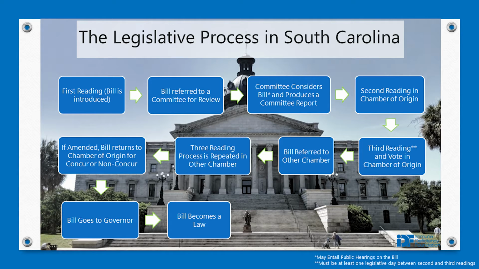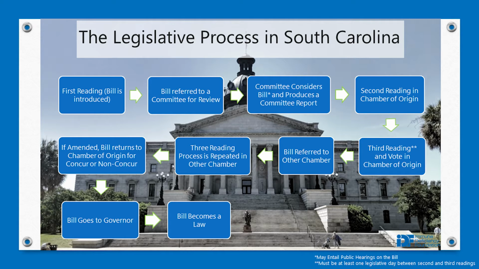Next, if the bill passes successfully through the committee, it then moves on to second reading in the Chamber of Origin to consider the standing committee's recommendations on the bill. The bill then moves to third reading in the Chamber of Origin, where a vote is taken on the legislation. If it passes third reading, it is then referred to the other chamber, where the 3-reader process is repeated. If it passes successfully through that chamber, it then moves on.